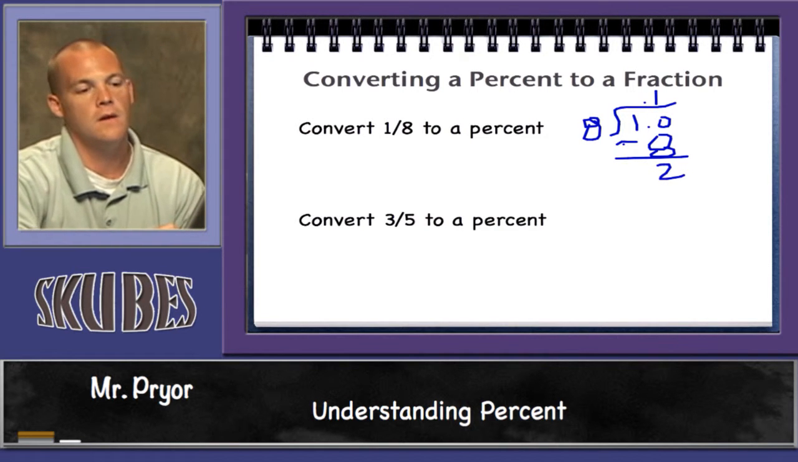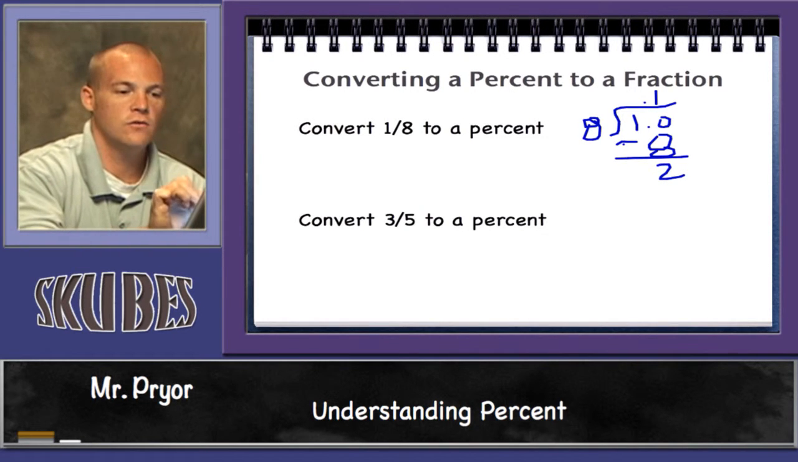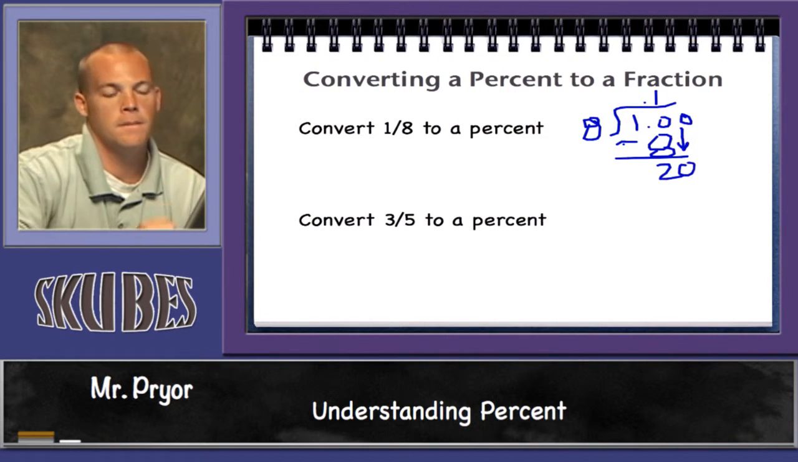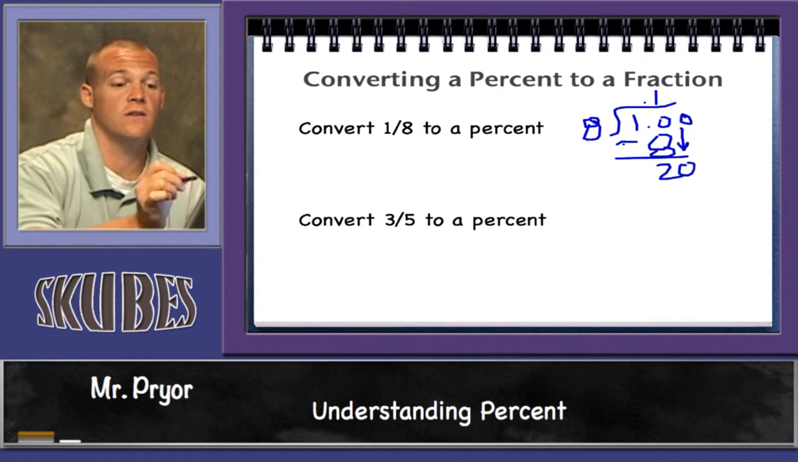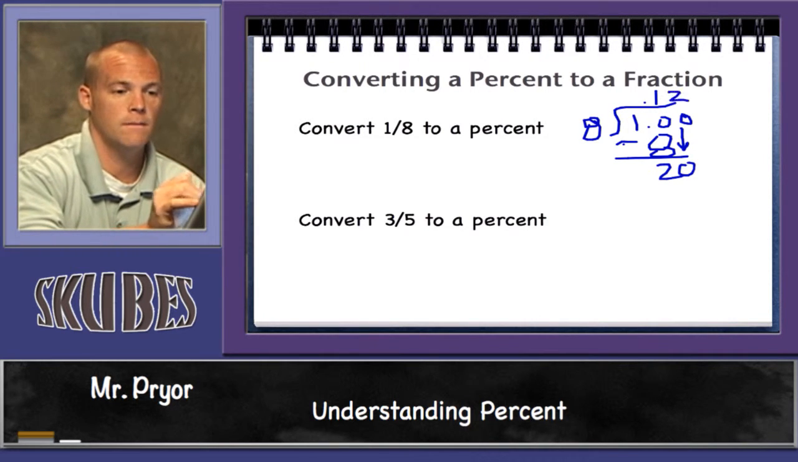Move my decimal up. And now we're going to have to include a 0 because we can see that didn't come out evenly. So we include a 0 and bring that down. Again, those are just more place values, so we can continue the division. 8 goes into 20 2 times. 2 times 8 is 16, which leaves us with a remainder of 4.